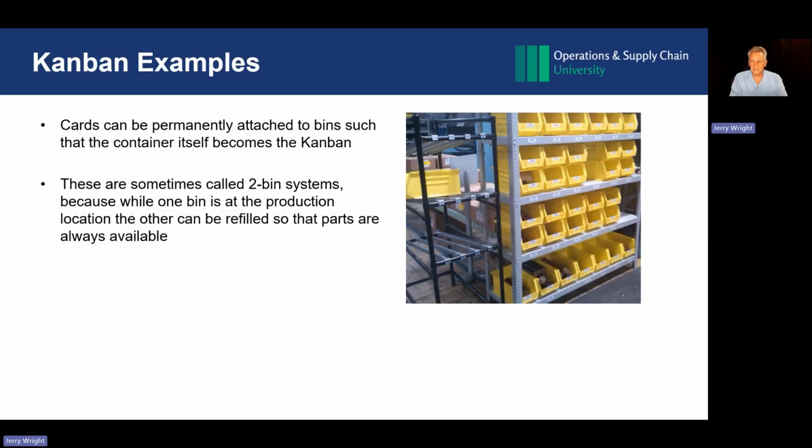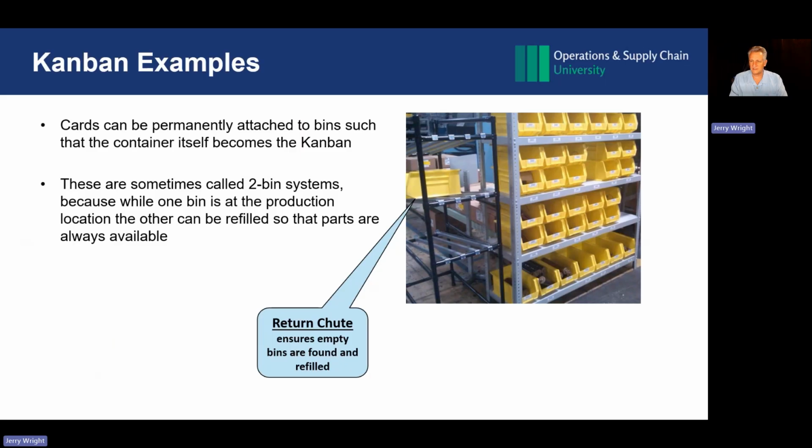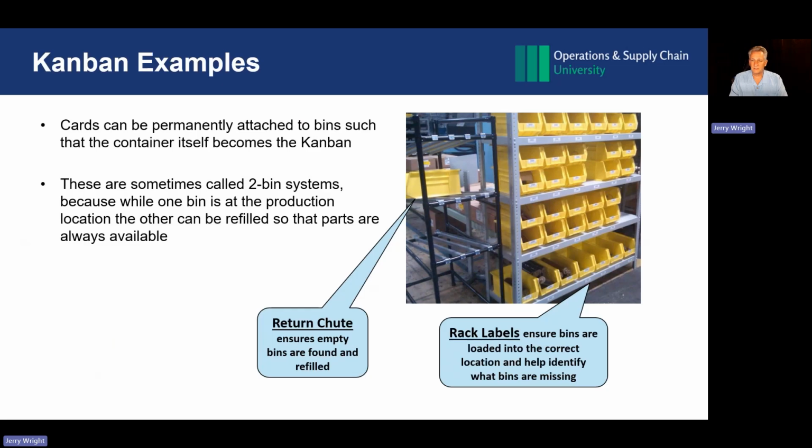Now here are some Kanban examples. Cards can be permanently attached to bins so that the bin or the container itself becomes a Kanban, or you can have cards slipped in, or you can have labels. There's many different ways to do it. Now, sometimes these are called two-bin systems because while one bin is at the production source being consumed, the other one's being refilled or it's sitting in stock. So that's why they're often called two-bin systems. In this example, there's a return chute where the empty bins are put for the material handling people to come by and pick up and refill. And then there's typically rack labels so you know what's there, what's missing, what belongs where.